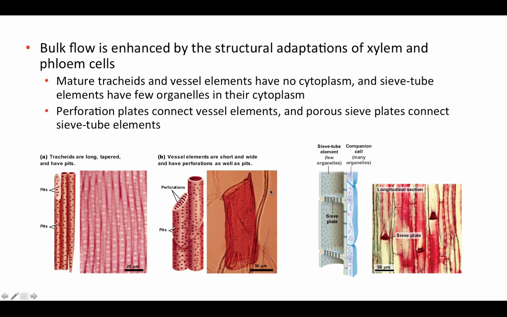So the tracheids and vessel elements in xylem are completely non-living, they need no cytoplasm at all, and the sieve-tube elements in phloem are alive, but they've lost most of their cytoplasm, and they use these companion cells to do most of the work of the cell and transport materials to them. They're kind of like feeder cells. This is all to increase the effectiveness of that function of transporting materials quickly. And then the perforation plates connect these vessel elements. Porous sieve plates connect sieve-tube elements so that materials can move freely through this tube and be transported long distances.